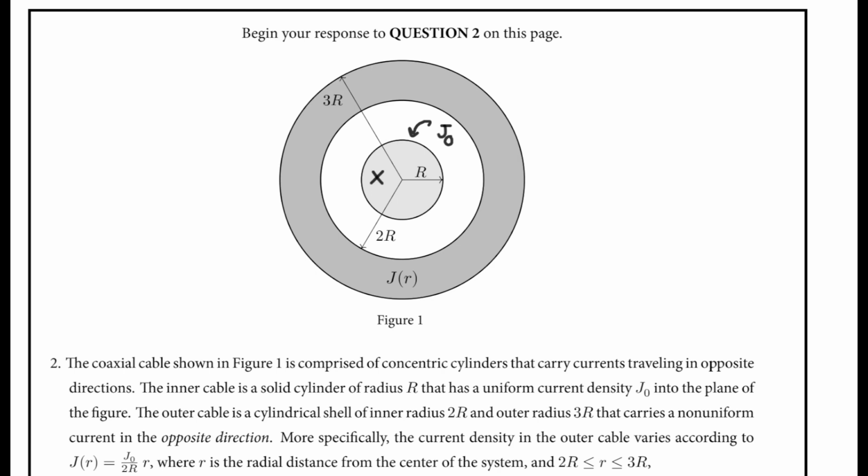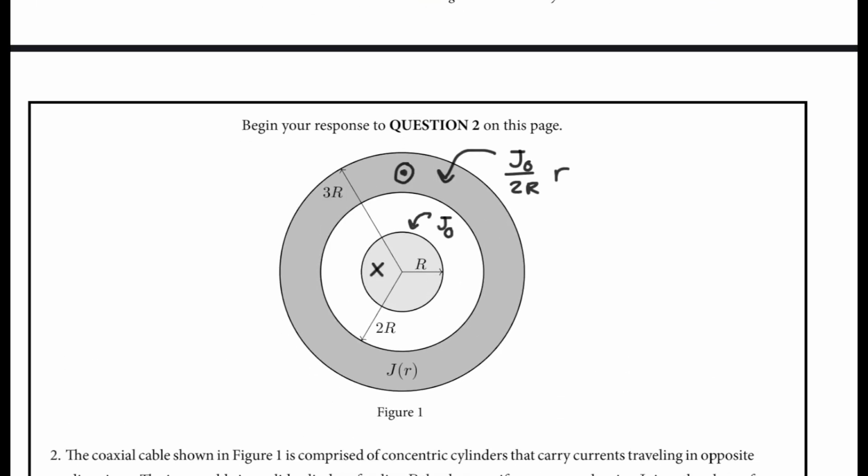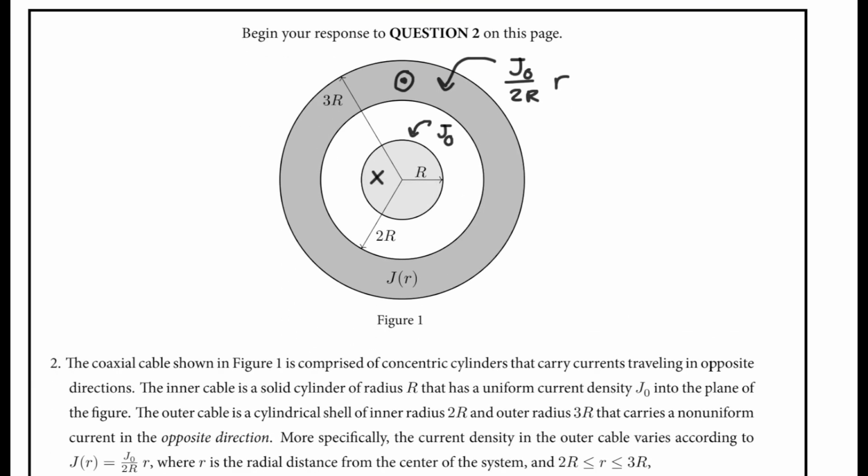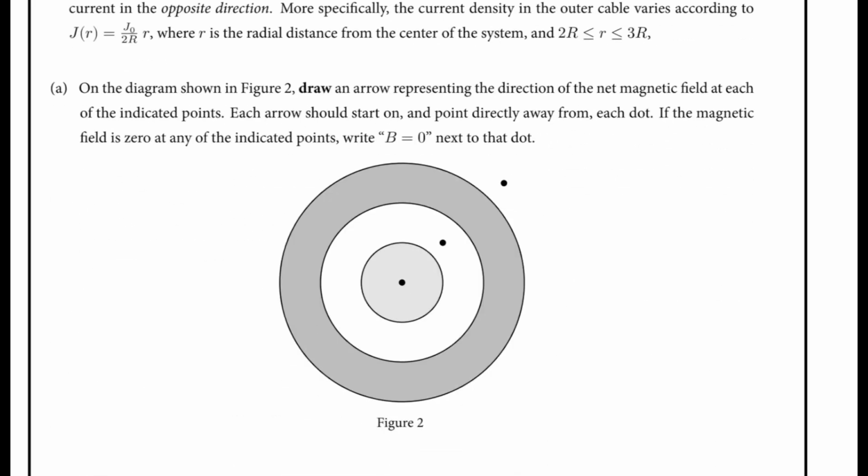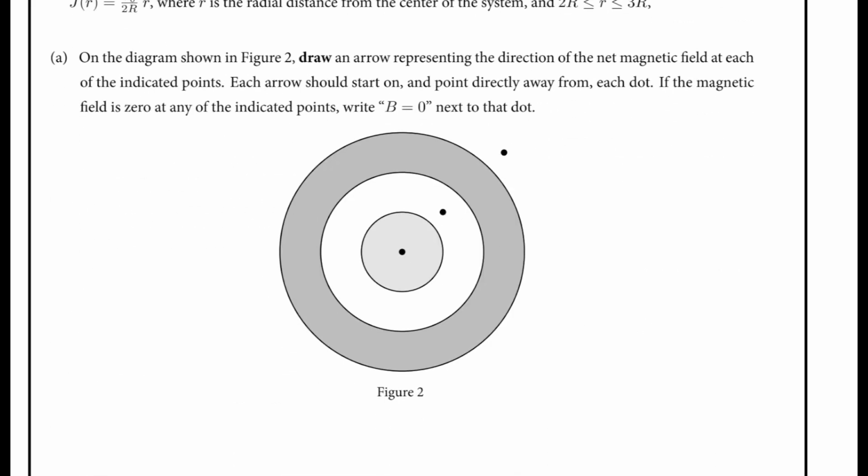And then the outer cylinder carries a current out of the page and has an increasing current density given by J0 over 2R times R in the opposite direction. And we're going to be asked all sorts of things about this setup. So first, we want to find the magnetic field direction at each of these spots.